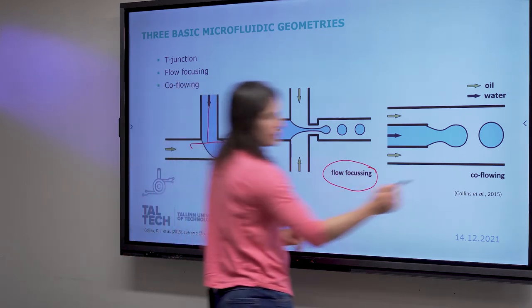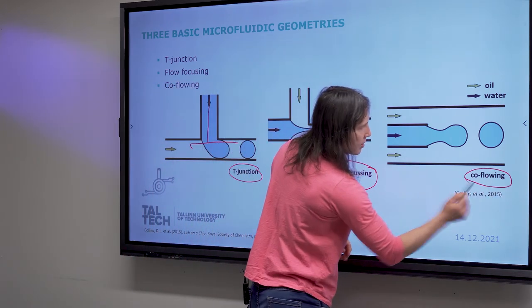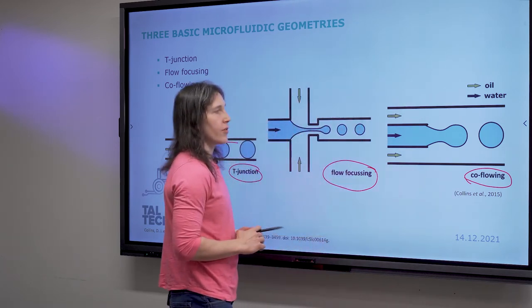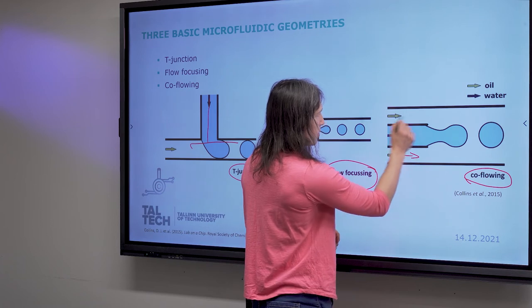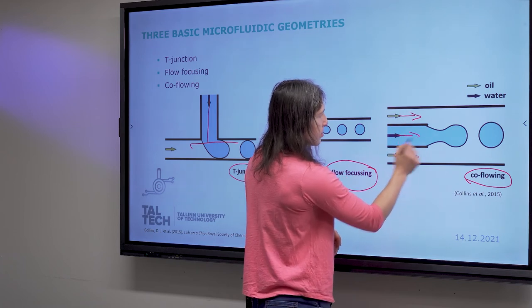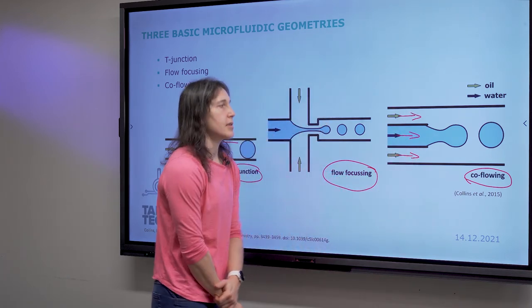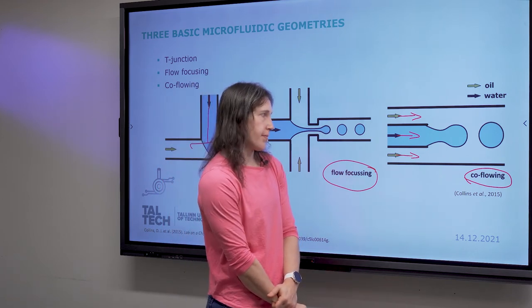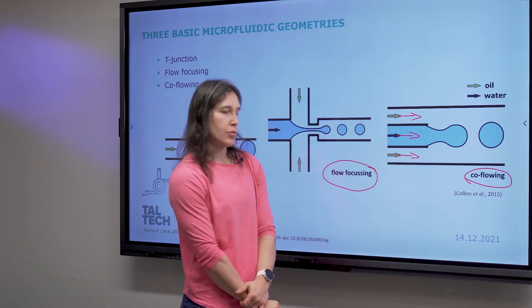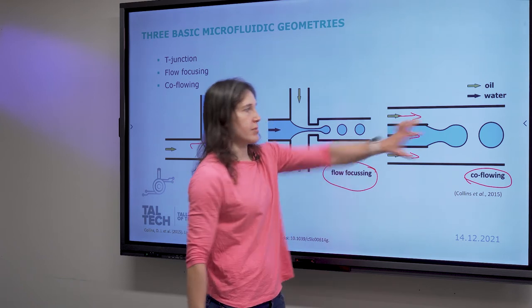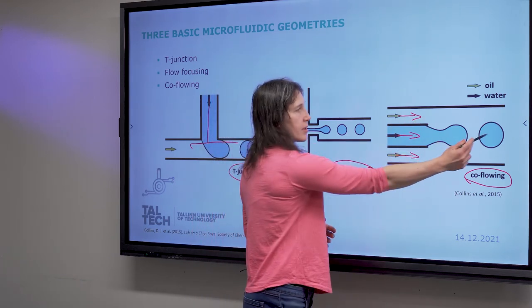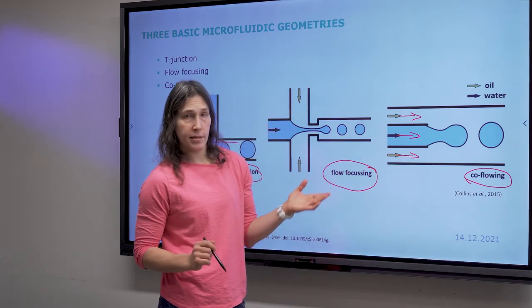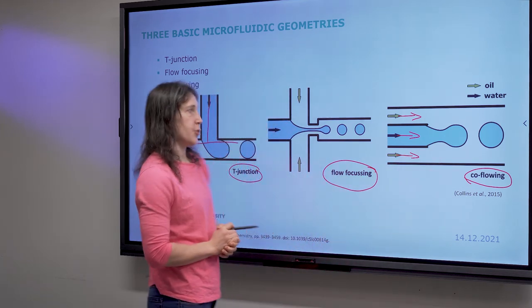And finally, you have the most complex one, called co-flowing. And here, all the phases come from the same side. But if you want to manipulate droplets or do things after you generate them, co-flowing might be the best option for you.